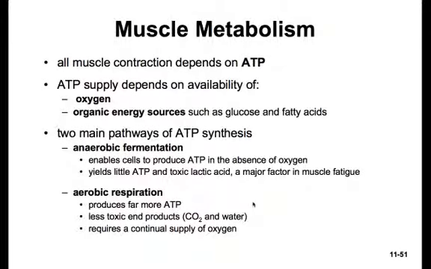So all muscle contraction depends on ATP, and it can use no other source. An ATP supply depends on the availability of both oxygen as well as organic energy sources such as glucose and fatty acids that can be broken down in the process of ATP production. There are two main pathways for ATP synthesis, which you're probably familiar with.